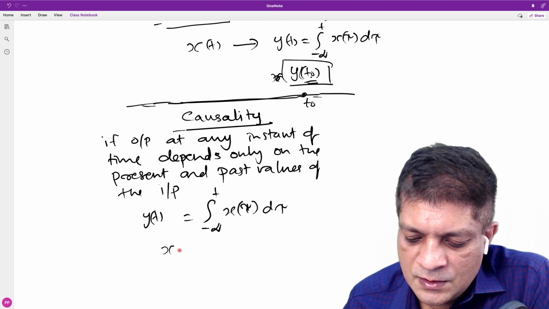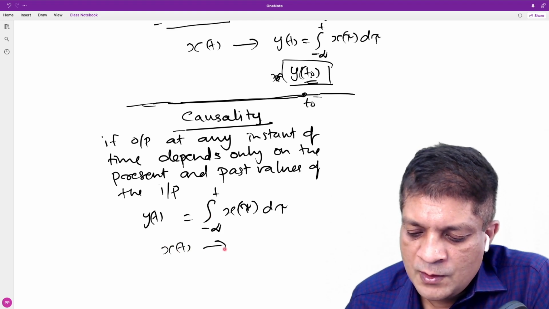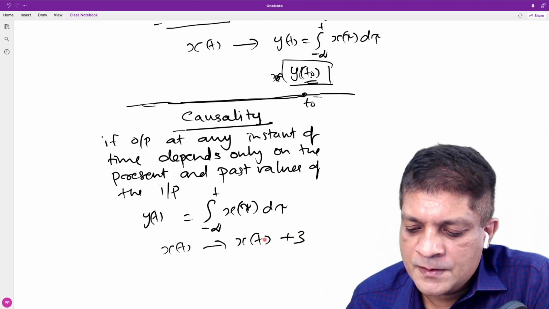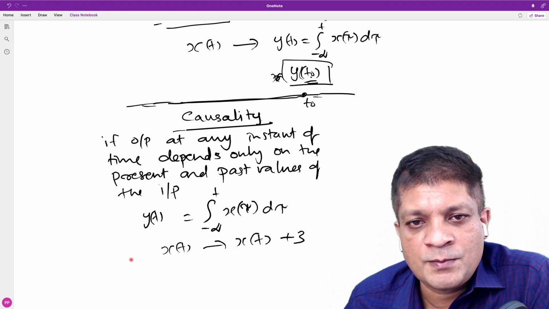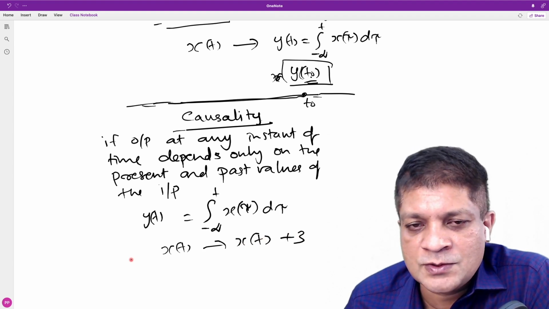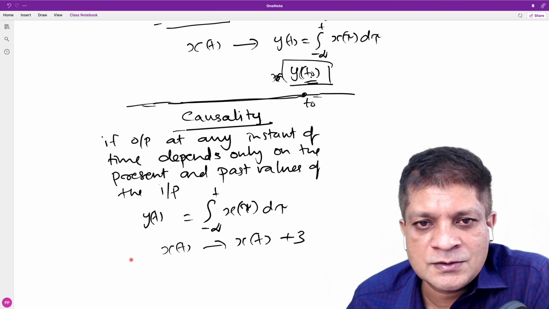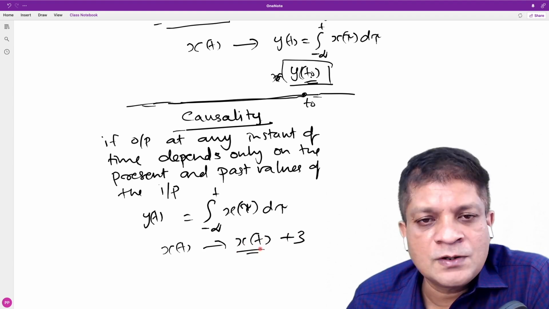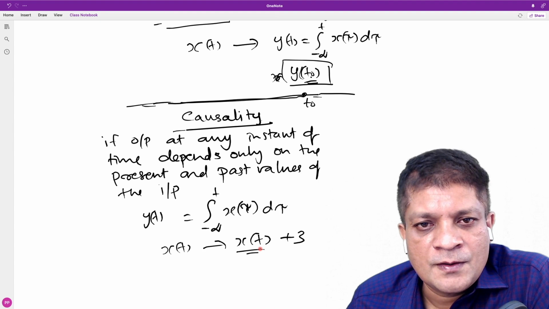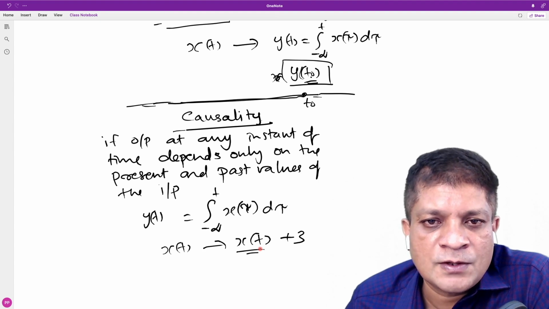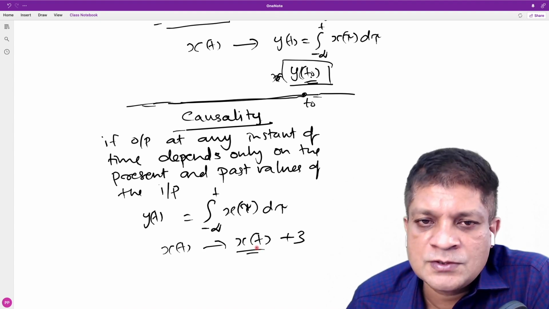What about this? x(t) to x(t) plus 3. This is an instantaneous or memoryless system. This is also a causal system, isn't it? It depends only on the present value and not on the future values. So this is also a causal system.